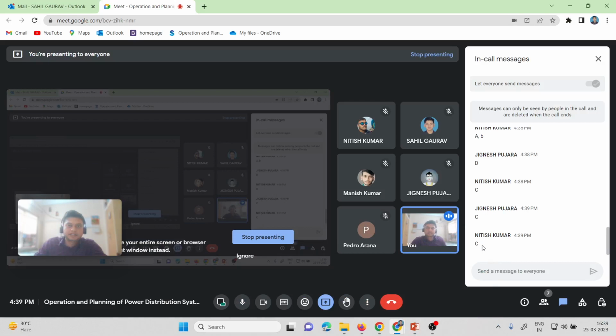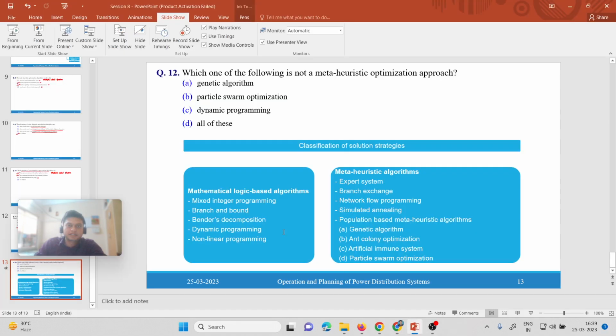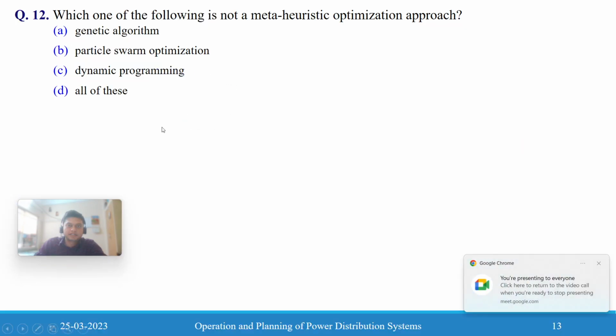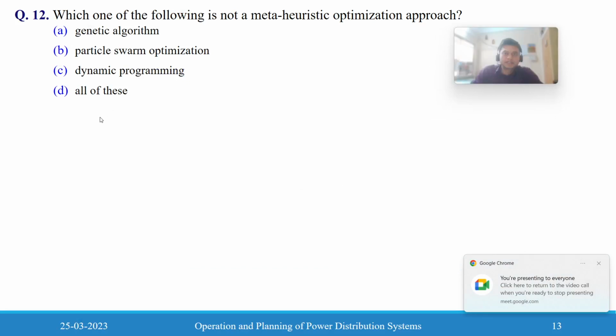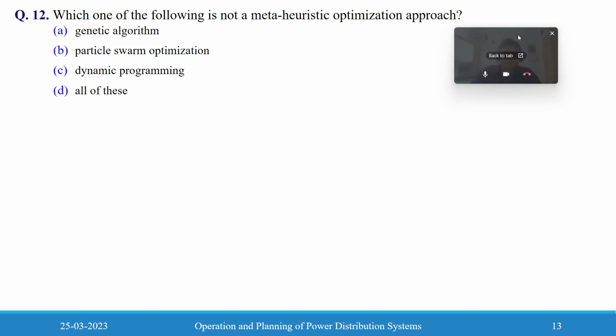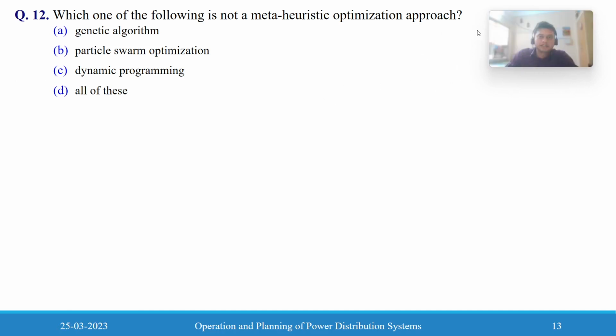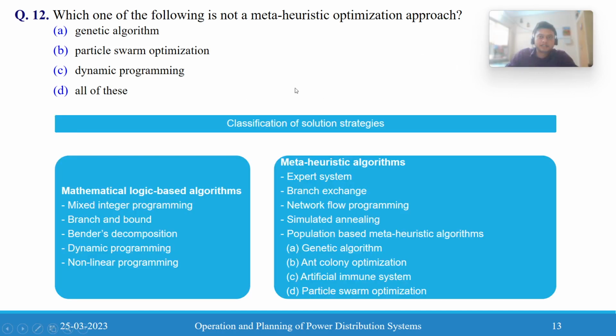Nitish and Jignesh, both of you are saying C. Yes, C is the correct option. Dynamic programming comes under mathematical logic-based algorithms. If we differentiate these solution strategies, then we have mathematical logic-based algorithms and meta-heuristic algorithms. These are the solution strategies for this optimization problem.